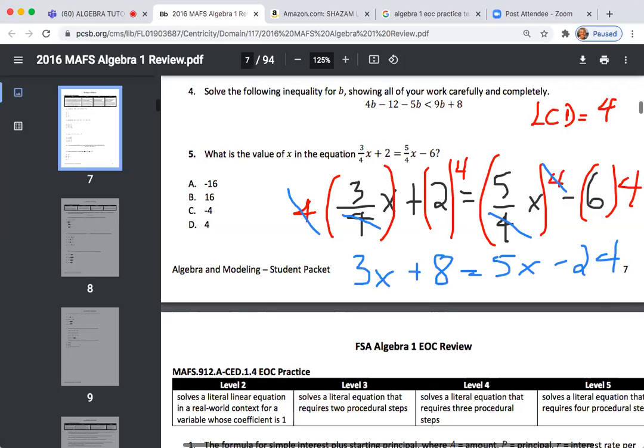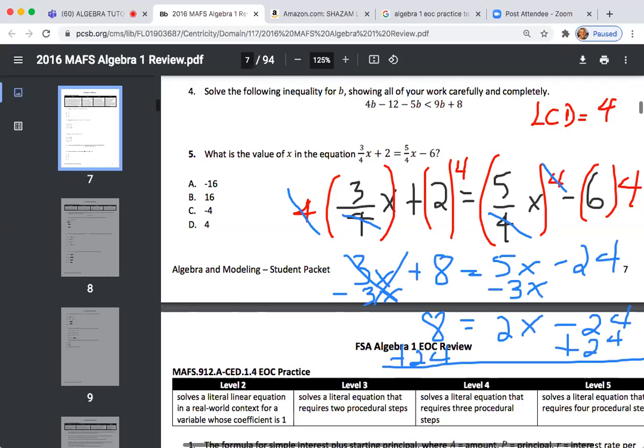And there you go. Since it really doesn't matter where your variable ends up, whether it's on the left or the right side, I am going to go ahead and subtract the 3x from both sides, because my goal here is to go ahead and isolate the variable on one side. So now I'm going to add 24 to both sides, okay? Add 24 to both sides. So then I get a total of 32 is equal to 2x, okay? 32 equals 2x because this cancels out.